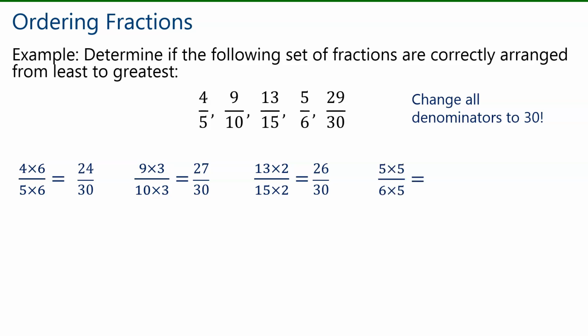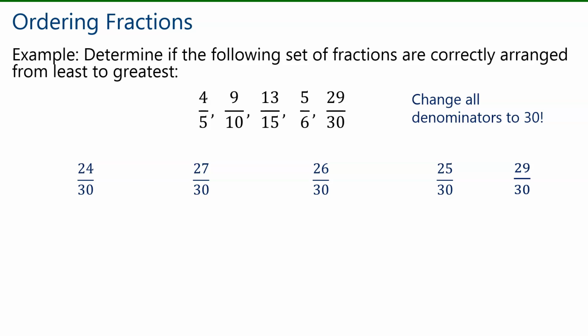5 over 6 can be multiplied by 5. And lastly, we have 29 over 30, which doesn't need to be multiplied by anything because it already has a denominator of 30. So now let's look at what we have here. If I want to see if they're in the correct order, I'm going to look at the numerators. I see that 24 is the smallest, so that is correct, and 29 is the largest, so that is correct. Now if I look at the middle three, I have 27, 26, and 25.